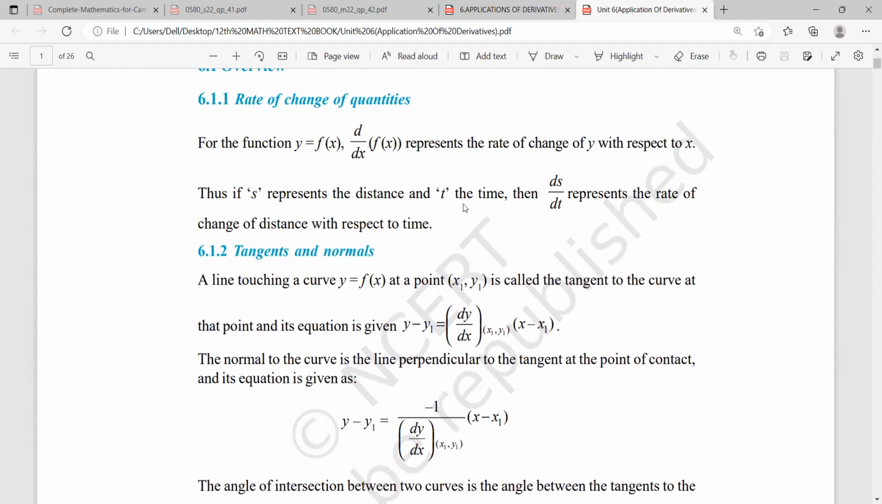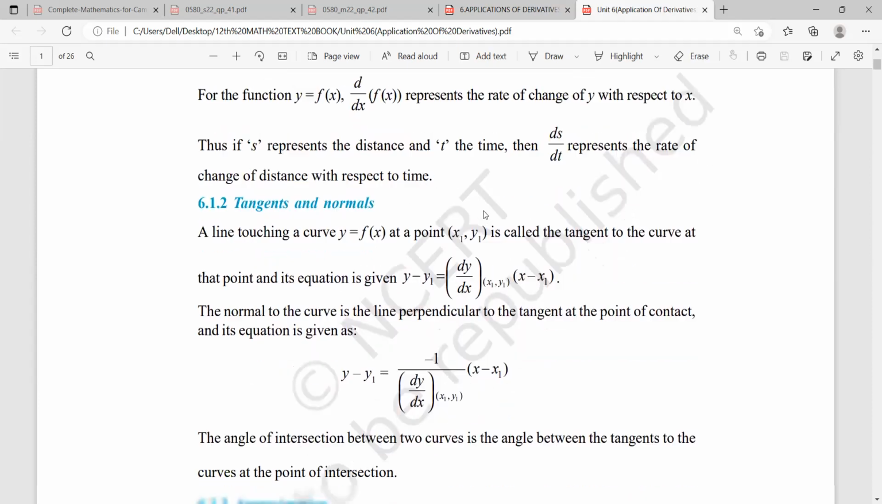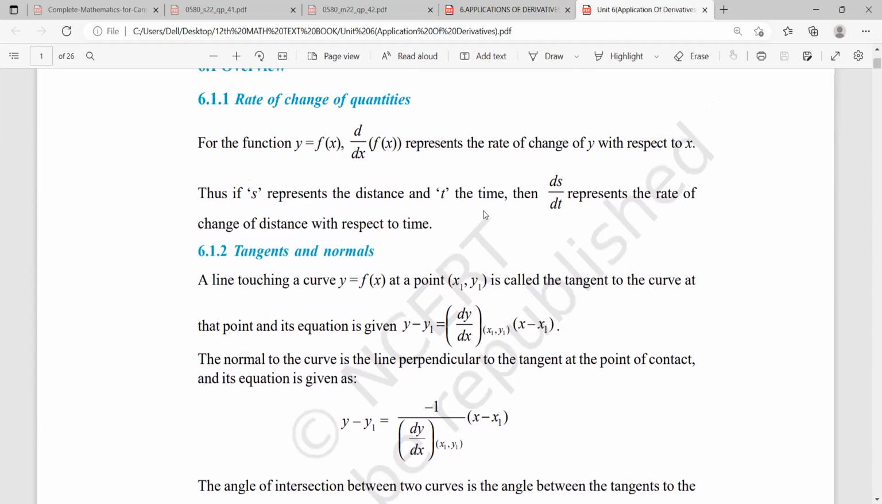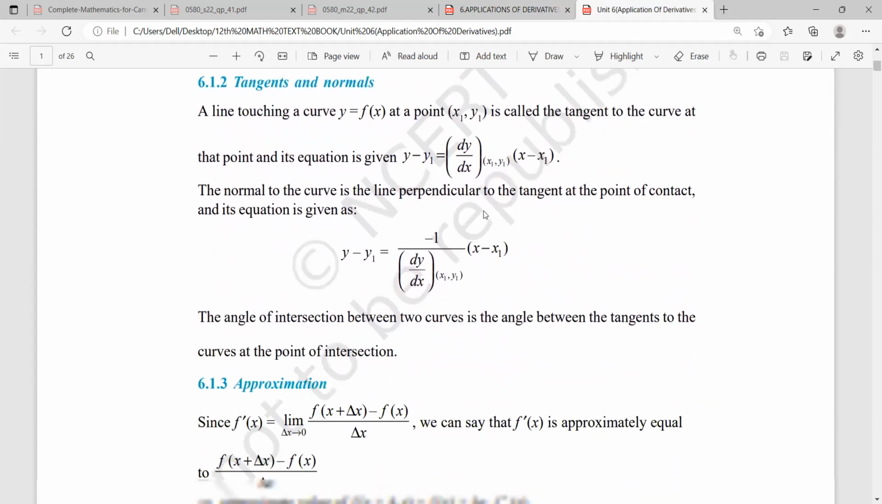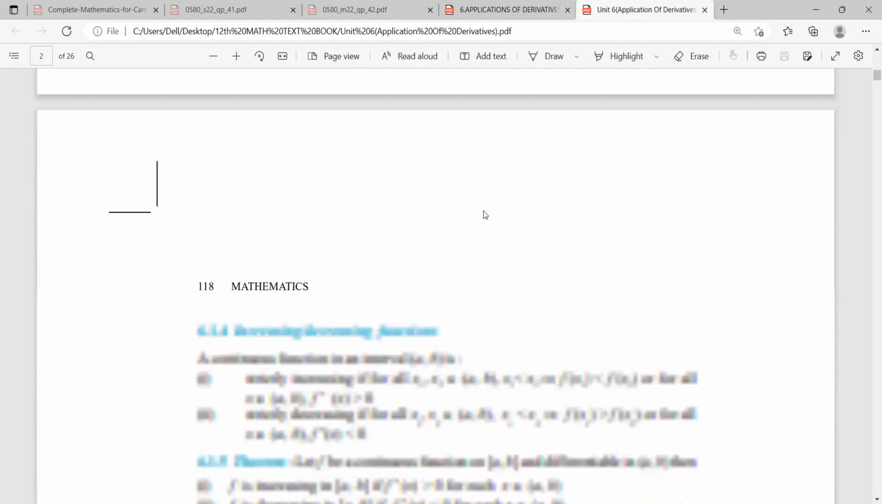Thus, s represents the distance and t time. So then ds by dt is what? Rate of change of displacement with respect to time. Okay, that is ds by dt. So that is very simple, right? The first exercise, rate of change of quantity, is very easy.